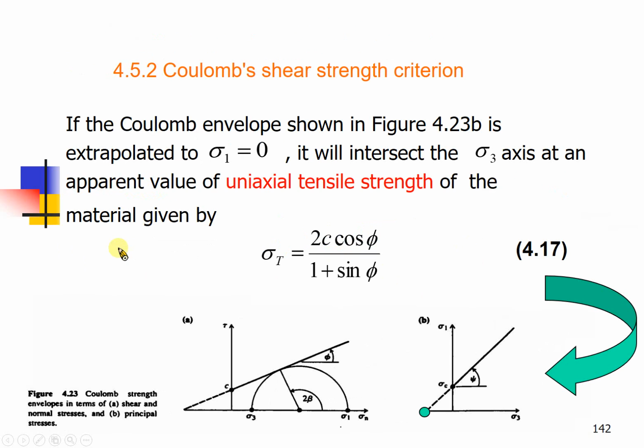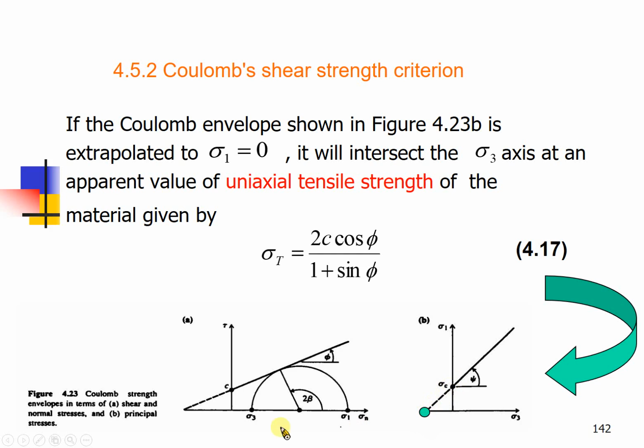Excellent. Then, what will be the tensile strength? 张力强度等于什么？What will be the tensile strength? The tensile strength will be the extension of this failure criterion until this straight line hits the horizontal axis.